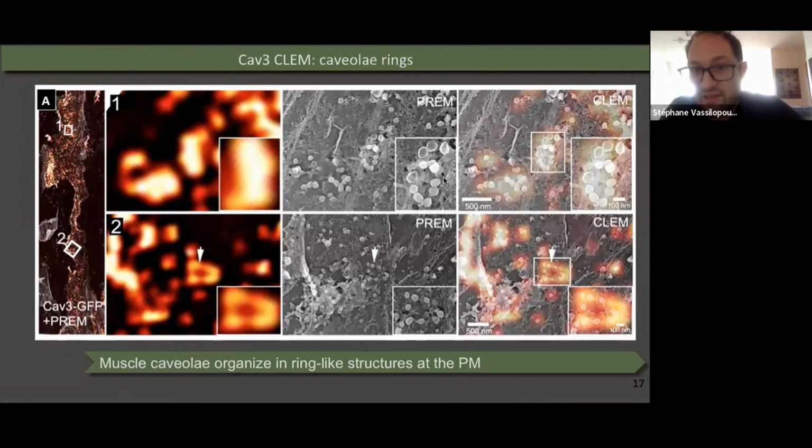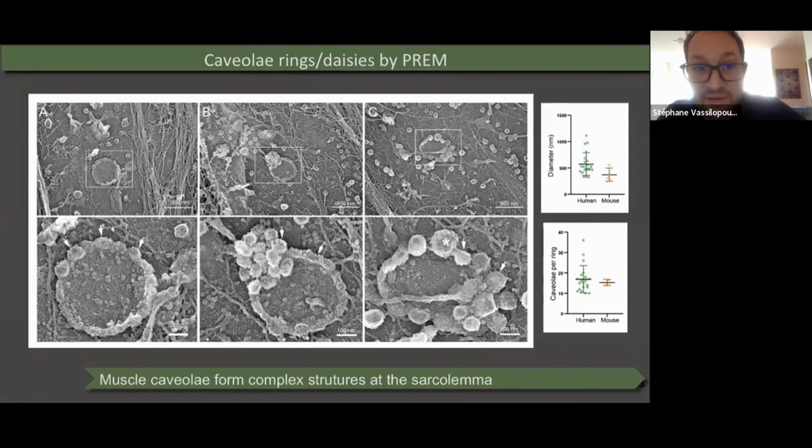In this case, you have a circular assembly, but the labeling for the light microscopy is patchy. But sometimes, if the resolution is good, then you can see a circle, and then that same circle can be overlaid on top of a ring of caveolae. So it seems that the muscle cells are pushing the caveolae towards forming these circles at their surface. And that was very interesting, because the more we did, the more we saw them.